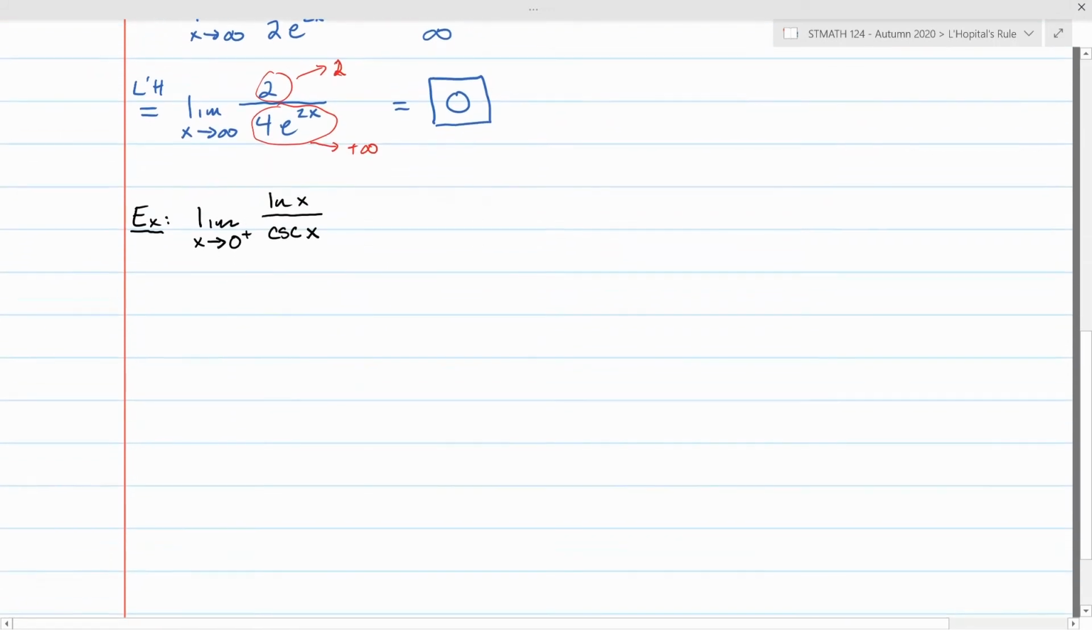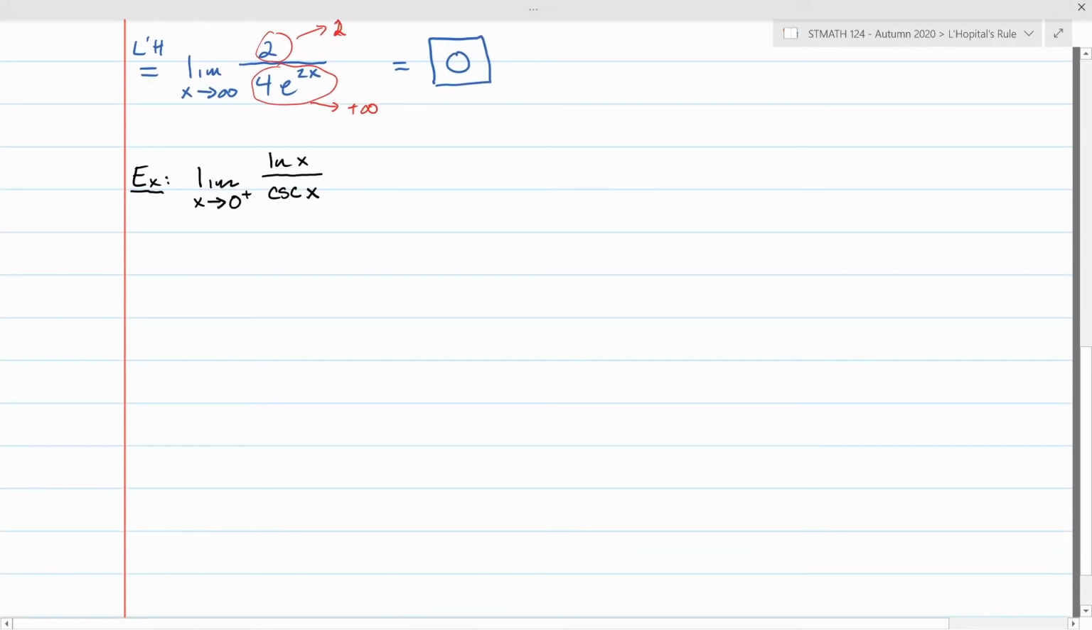Okay, let's try another one. In this next example, we have x going to 0 from the right, and then we have natural log of x in the numerator and cosecant of x in the denominator. So let's think about what's going on here. Now, with the natural log function, I recall that the graph of the natural log function looks like this. So I can see that the numerator, as x approaches 0 from the right, is going to negative infinity.